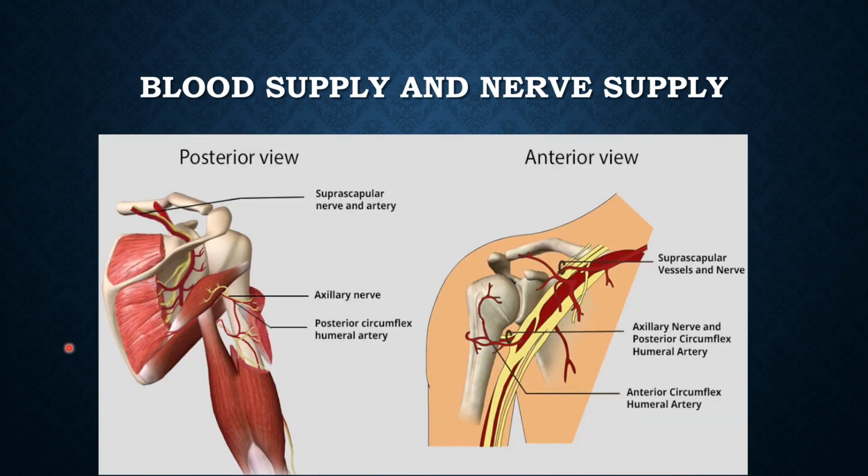About the neurovasculature of the shoulder joint. The shoulder joint gets its blood supply from the posterior circumflex humeral artery and anterior circumflex humeral artery, which are branches of the axillary artery, and the suprascapular artery, which is a branch of the thyrocervical trunk. And the nerve supply of the shoulder joint is the suprascapular nerve and axillary nerve.